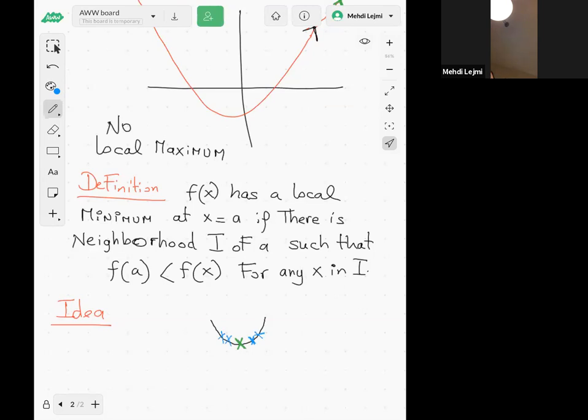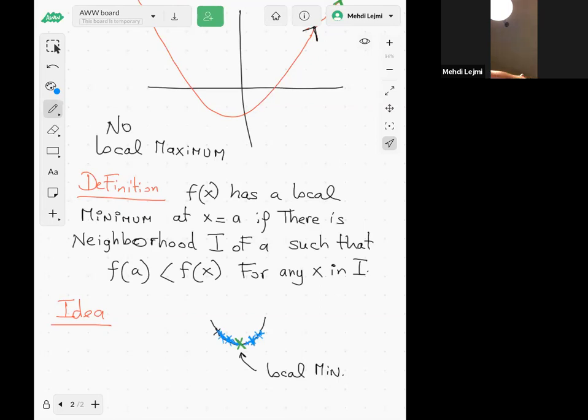So in this case, this point would be a local minimum, because it's the lowest point in a small neighborhood. In this small neighborhood, if you compare to any other point in this blue neighborhood, that point would be the lowest one.